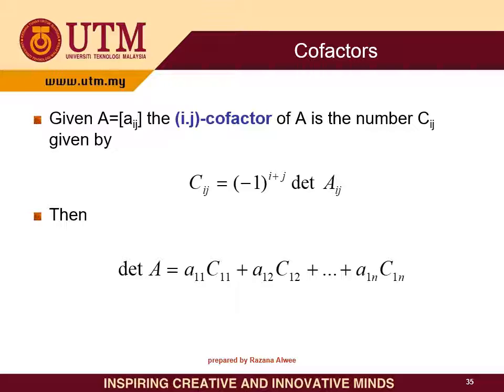We also need to know about the cofactors. We use this in later examples where we need to calculate the cofactors. And then these cofactors can also be used to find the determinant of A. For example here, A11 multiplied by cofactor C11, plus A12 multiplied by cofactor C12. Alright, we will use this equation later.